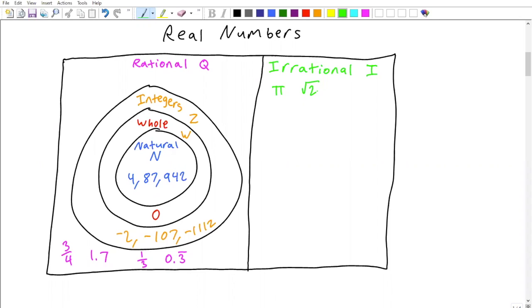And then real numbers. Real numbers are denoted with an R. Real numbers are rational and irrational numbers combined. So rational numbers include integers, whole numbers, and natural numbers, but real numbers include rational and irrational numbers. So all of these numbers here are real numbers.